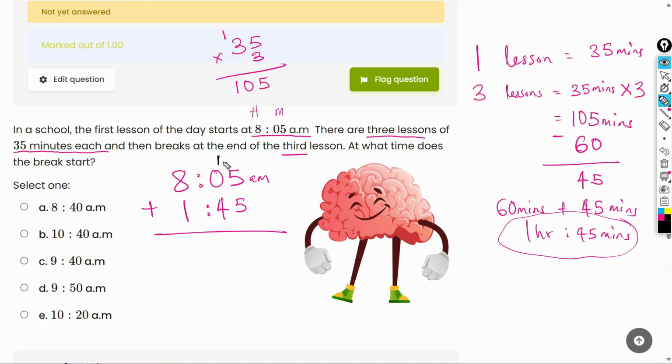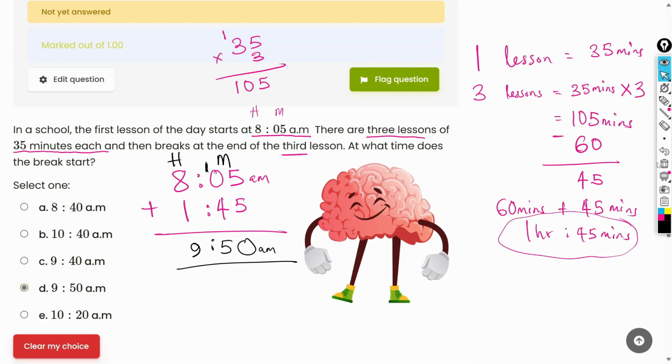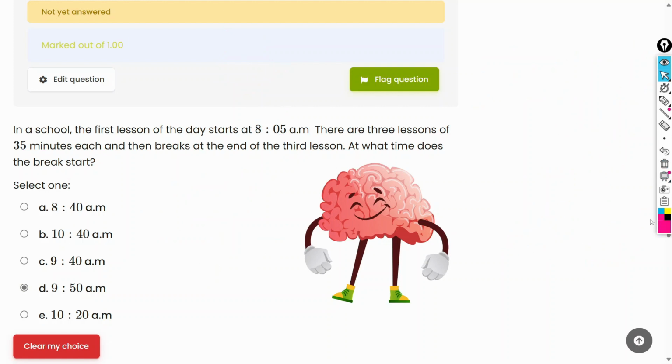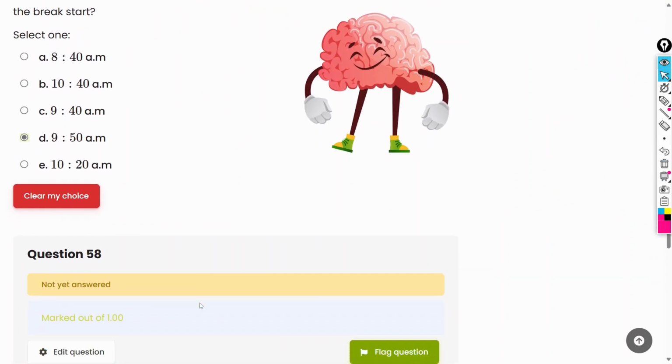This is our minutes place. This is our hours place. 5 plus 5 is 10, so 0 carry 1. 1 plus 4 is 5, and then 8 plus 1 is 9. So break starts at 9:50 a.m.